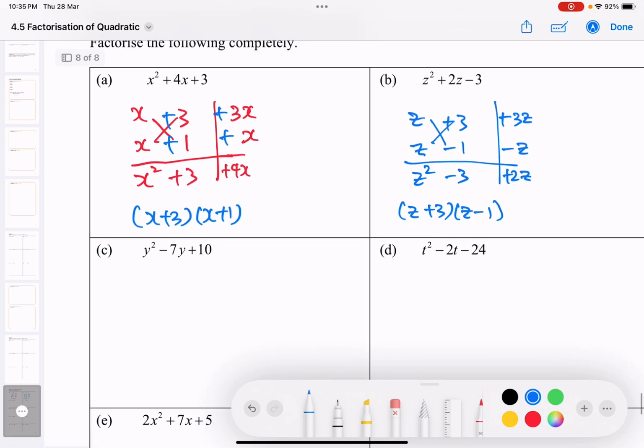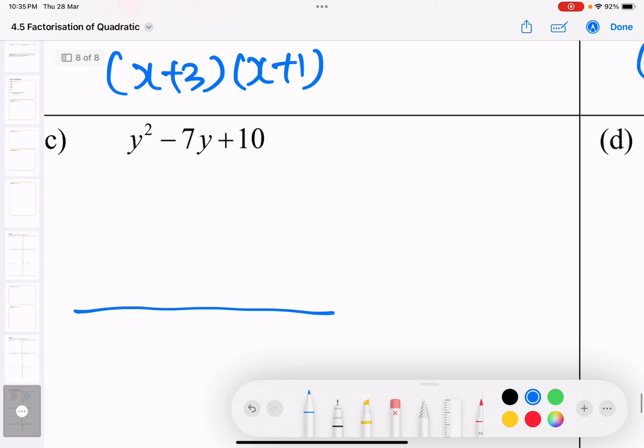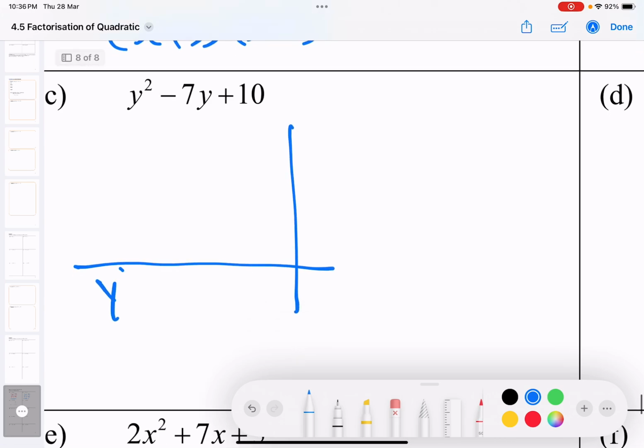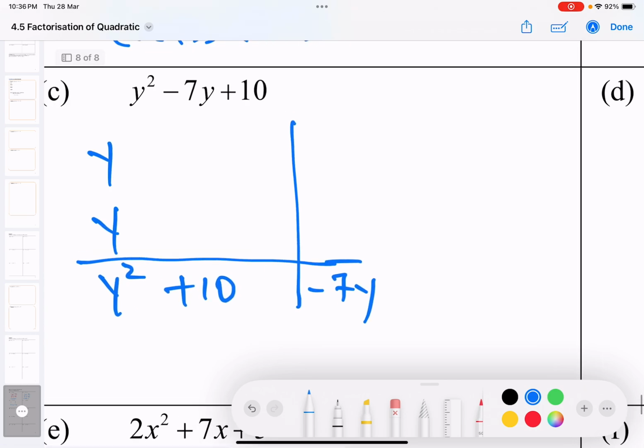Alright, moving on to the next one. Same thing, the ladder method. Y squared over here plus 10 minus 7y. So I'm going to get a y and y over here. 10 is probably 5 times 2. Let's cross multiply. 5y, 2y.